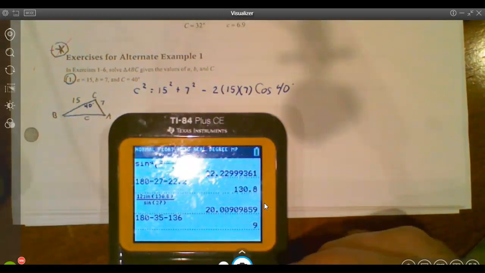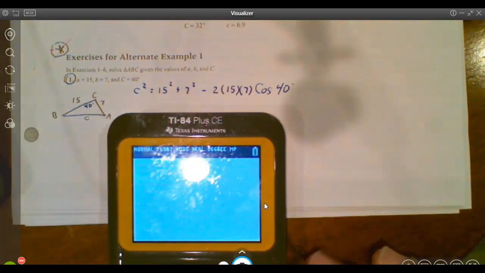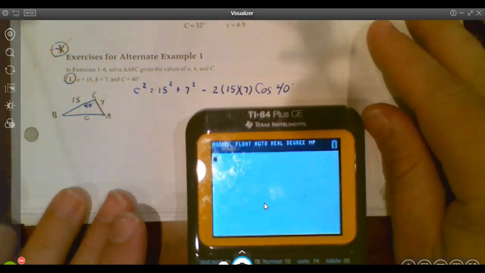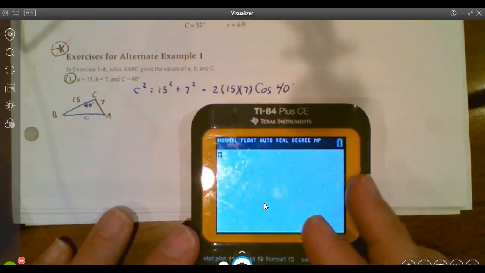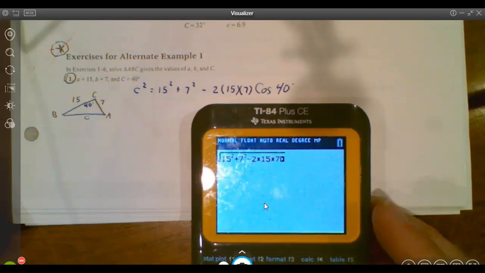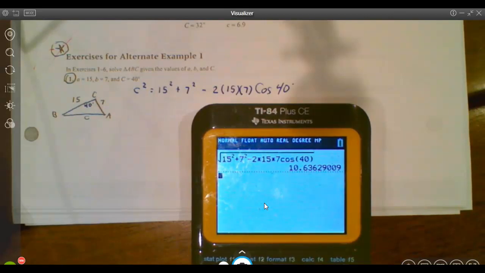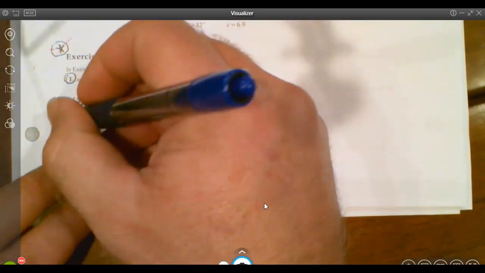Remember what I said on the last one, how, at the end of it, I'm going to have to square root both sides in order to get c by itself. So usually what I do on these is I actually just start with the square root right off the bat so that I don't forget to do it. So I'm just going to type all this in under the radical. So 15 squared plus 7 squared minus 2, 15, 7, cosine 40. So we're getting about 10.6 for side C.